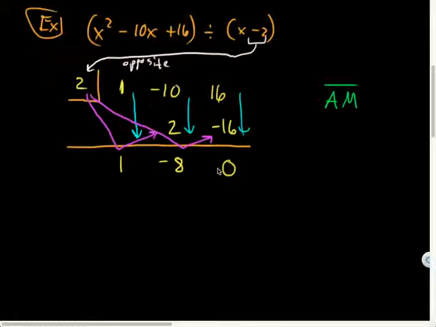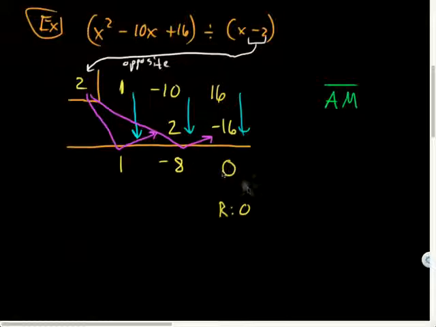So my answer is... No, that's not it. I'm going to have to translate this answer back into polynomial speak. And in order to do that, I'll have to know what each of these coefficients or digits mean. The rightmost digit is always going to be your remainder.